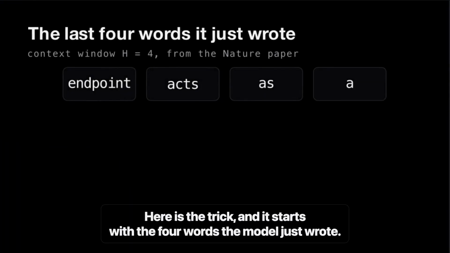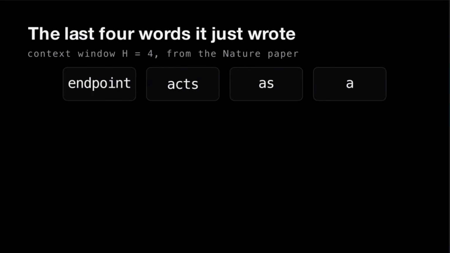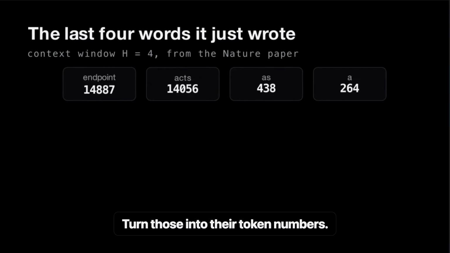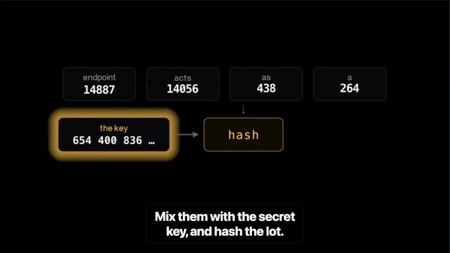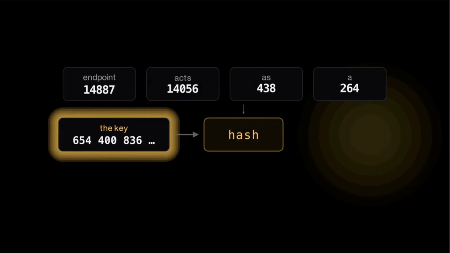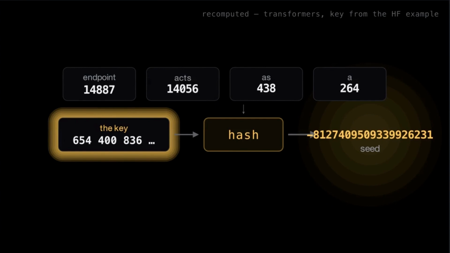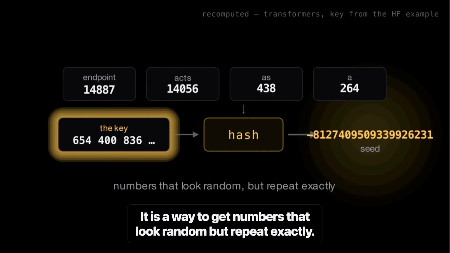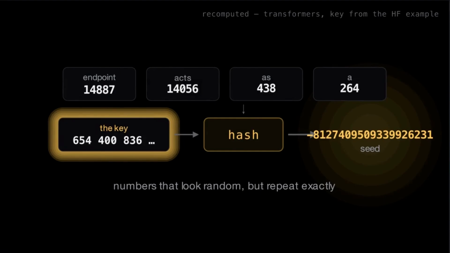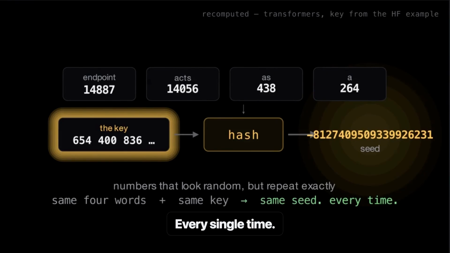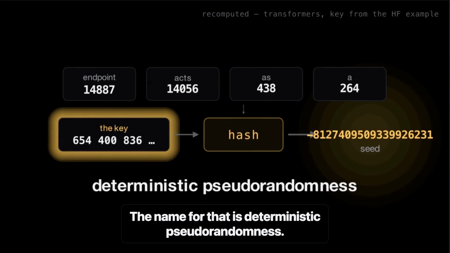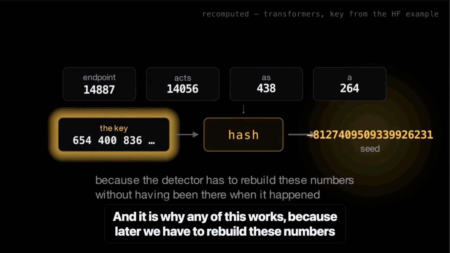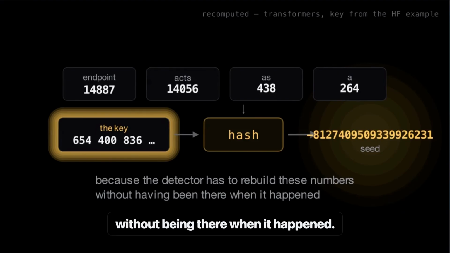Here is the trick, and it starts with 4 words the model just wrote. Turn those into their token numbers, mix them with the secret key, and hash the lot. Out comes a single number, call it a seed. A seed is not mysterious. It is a way to get numbers that look random but repeat exactly. Same 4 words, same key, same seed every single time. The name for that is deterministic pseudorandomness. And it is why any of this works, because later we have to rebuild these numbers without being there when it happened.